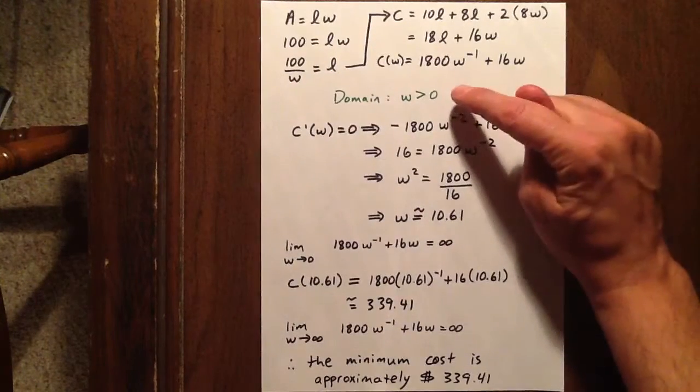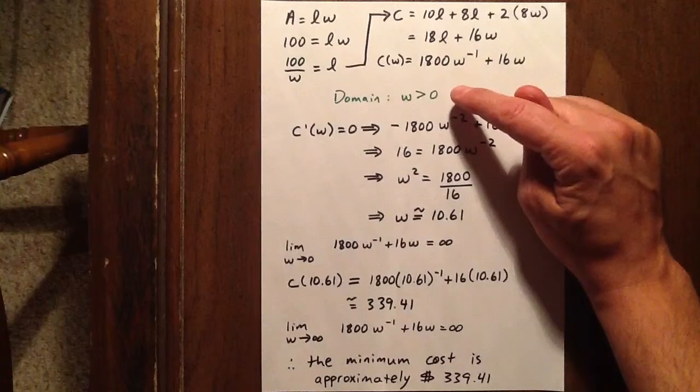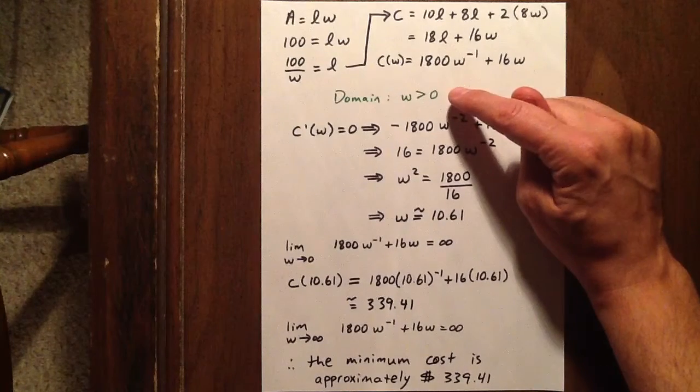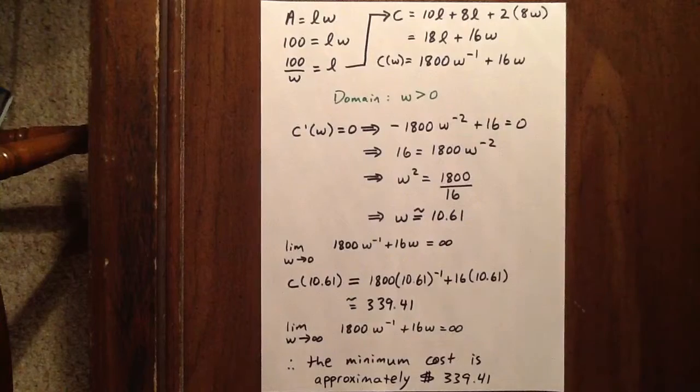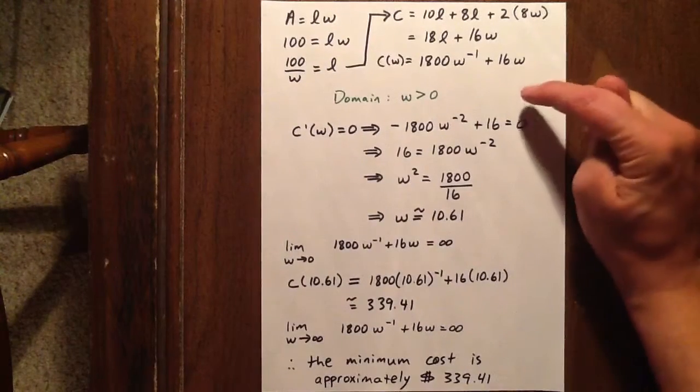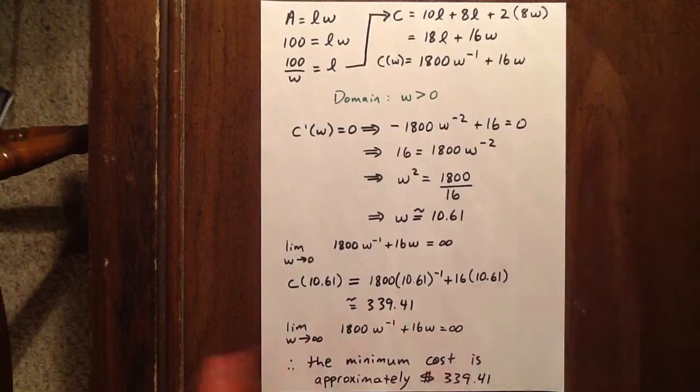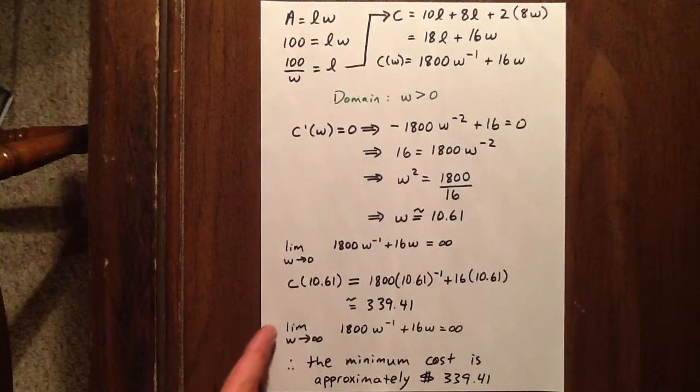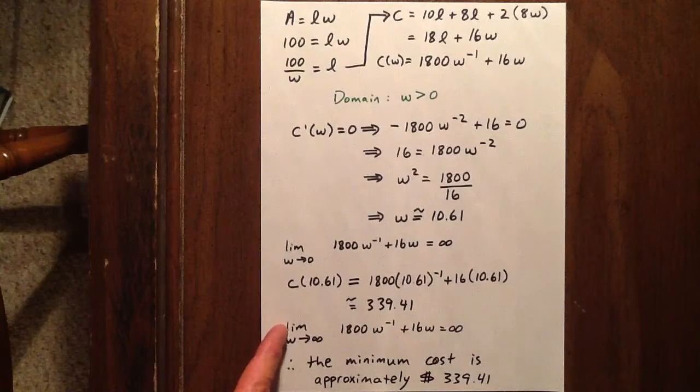Now the domain is W greater than 0. Theoretically, the width could be virtually 0 and still have an area of 100 meters squared. Or the width could be virtually any positive number we could imagine, and it would still be possible to have an infinitely small value for L that would give us an area of 100. So basically, for our two endpoints, we're going to have to consider the limit as W goes to 0 and the limit as W goes to infinity.